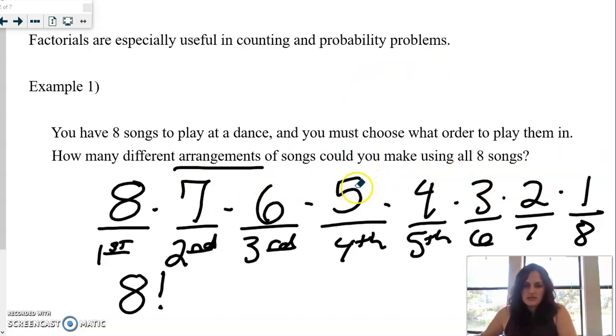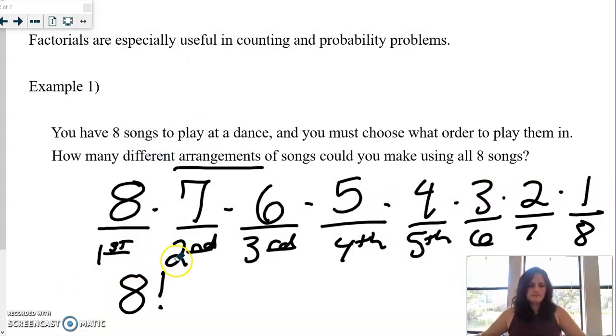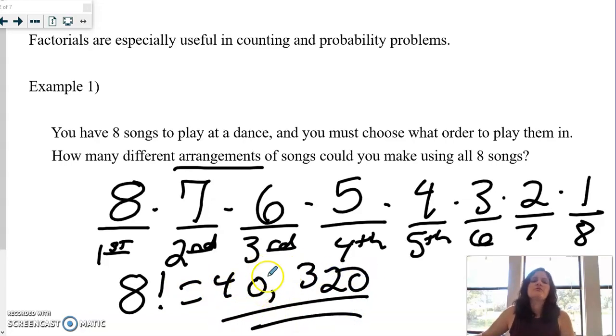All right, so this actual answer, I'll get it in just a second here. Whoops, that is not what I wanted to do. The answer I just got on a calculator is 40,320. So there are 40,320 ways to arrange 8 songs. Anytime you're making an arrangement and you're going all the way down to 1, which means you're using all of your songs or whatever the object is, and just putting them in a different order to see how many ways you can order it, a factorial button will get that done for you.